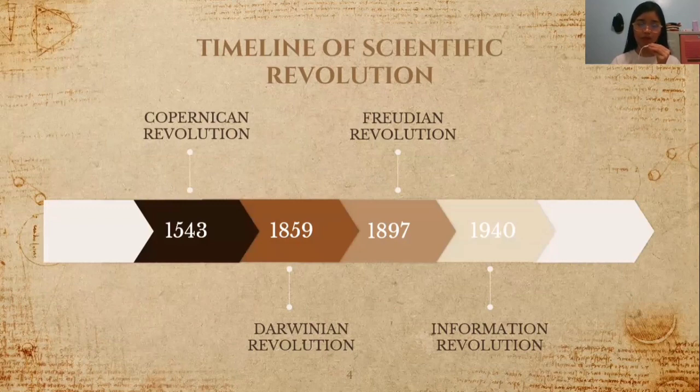The first one is the Copernican Revolution in 1543. Following is the Darwinian Revolution in 1859. The third one is the Freudian Revolution in 1897, and lastly was the Information Revolution in the 1940s. Take note that the Information Revolution took place way earlier, but here we are referring to the Information Revolution in the 1940s. We are going to tackle this further later on.